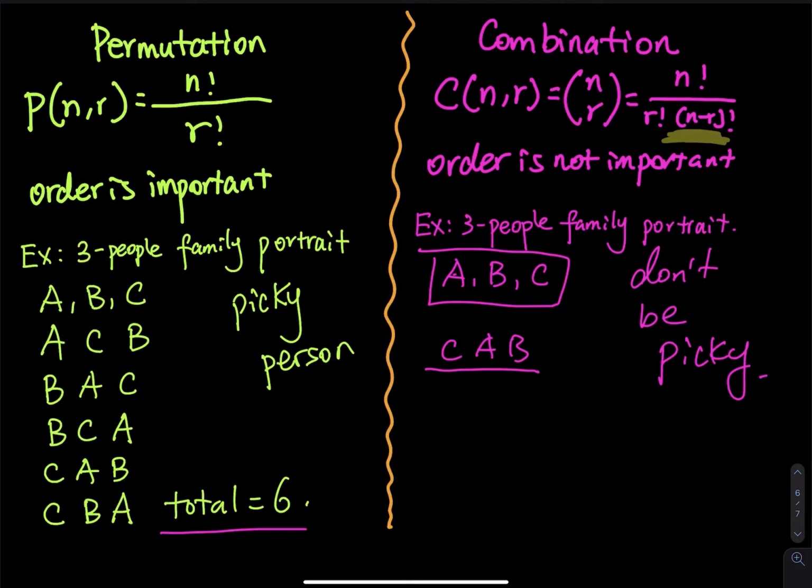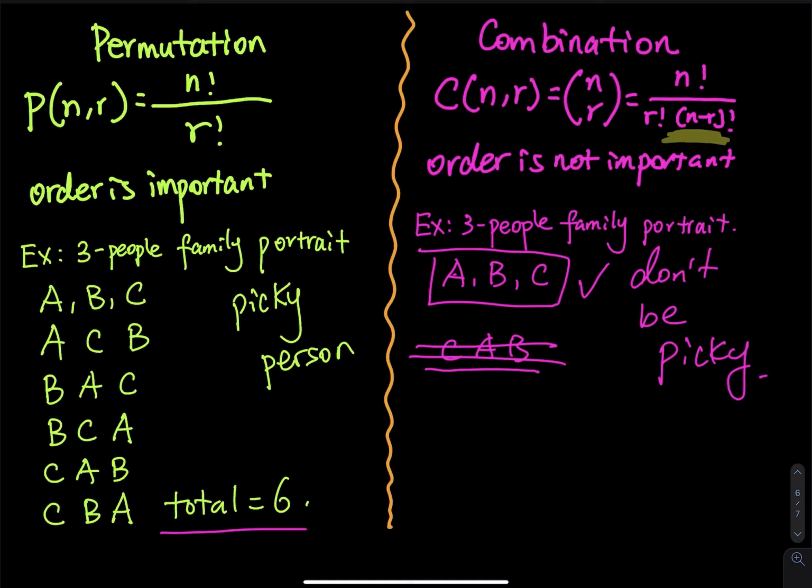So you stand in a line. I take a picture for you. Job done. I am not going to allow you to switch position to keep generating pictures. That's what I mean by don't be a picky person. If ABC is your picture, then that's it. There is no CAB, nothing else. You take 1 picture only. Pick your position. I take 1 picture, you get the picture, and then get out. So that is combination, when order is not important.